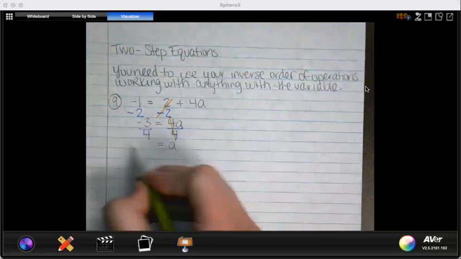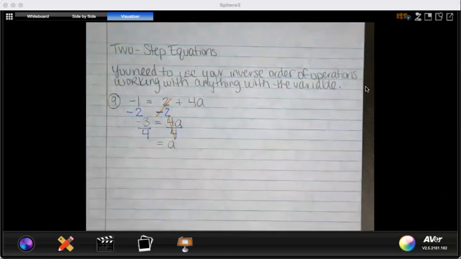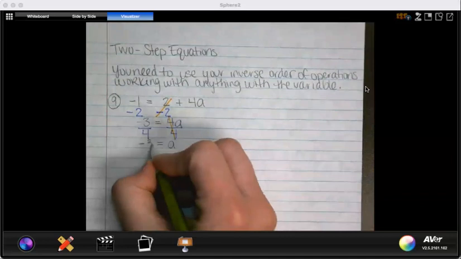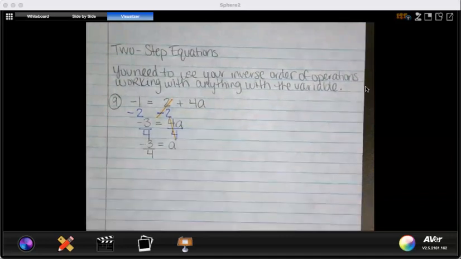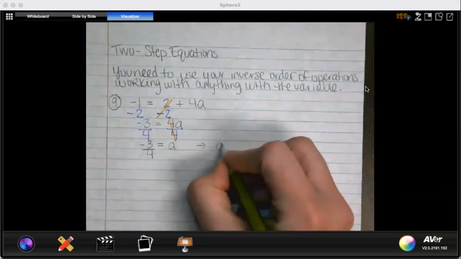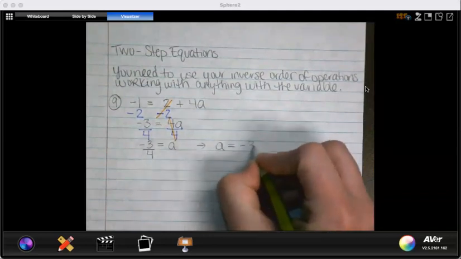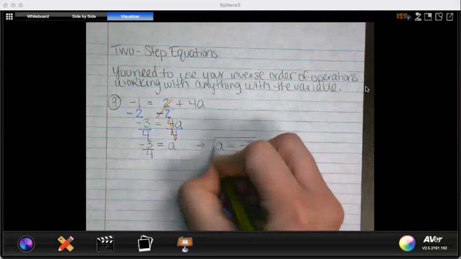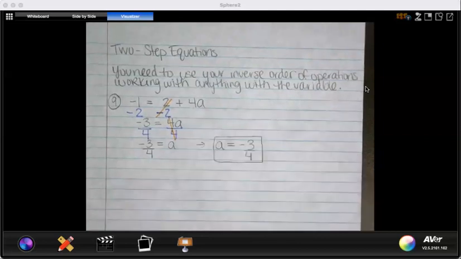And on the left side, I get -3/4. Now that doesn't simplify. So therefore, I'm going to keep my answer as just -3/4. And as we stated before, in most cases, the proper way to write an answer is with the variable first. So therefore, I'm just going to simply rewrite it as a equals -3/4.